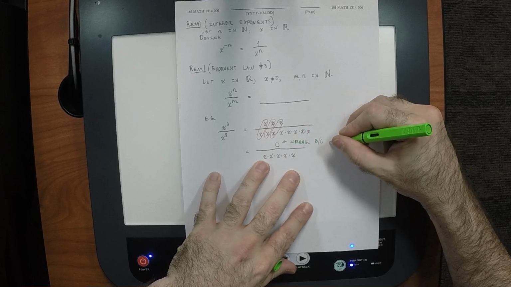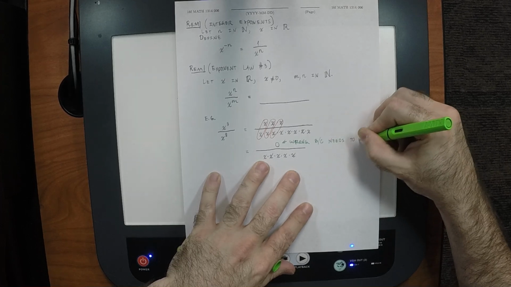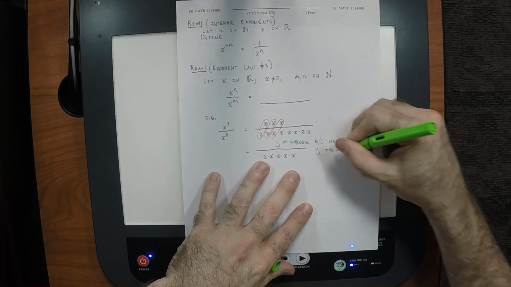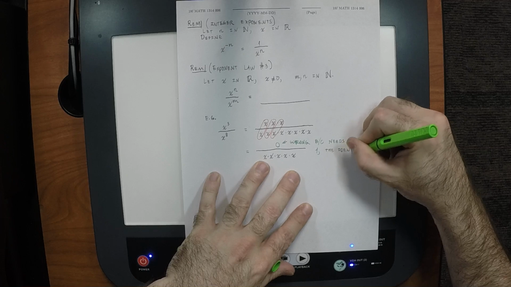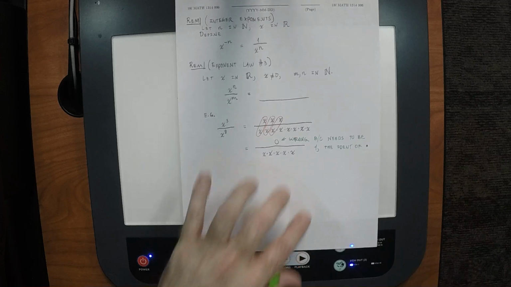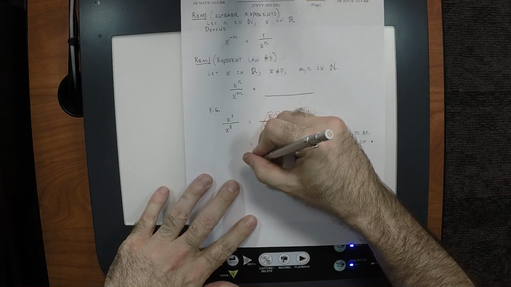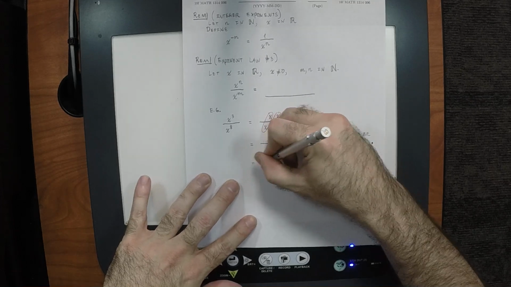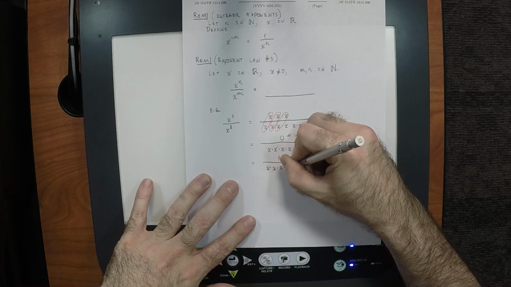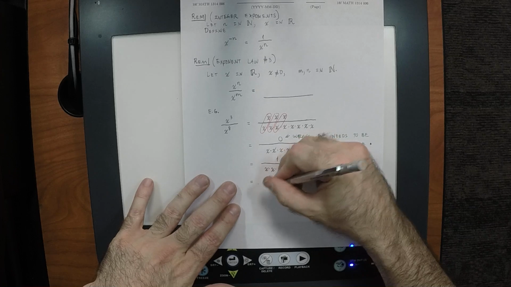Because it needs to be 1, the identity of multiplication, not the identity of addition. So the correct answer is 1 over x, x, x, x, x. And then there's a more compact way to write that. We could write that as 1 over x to 5.